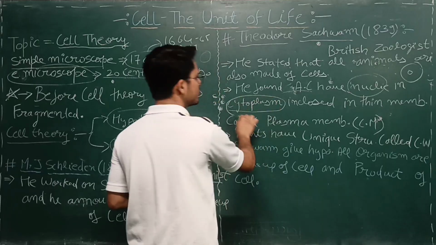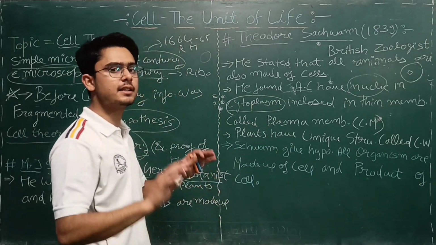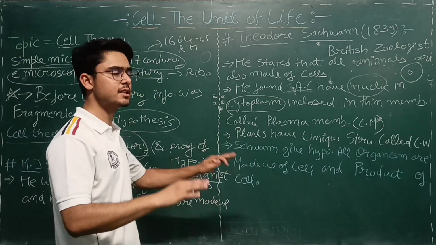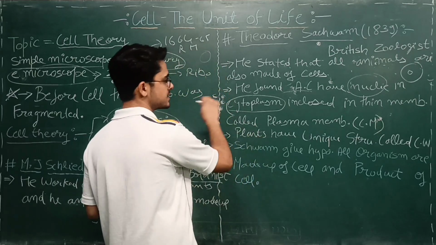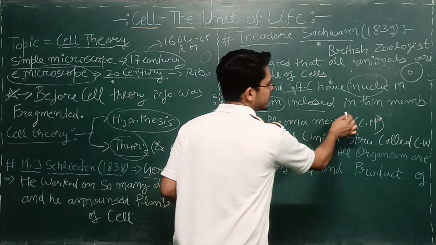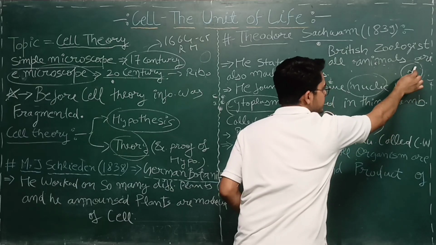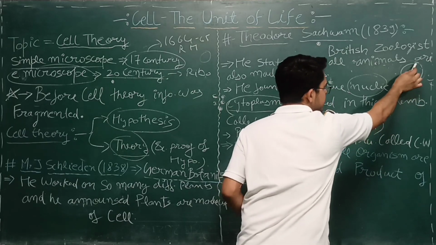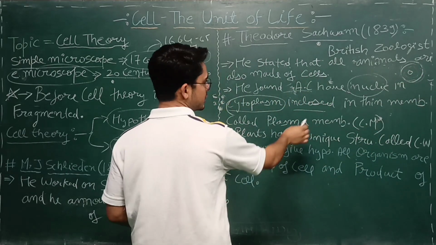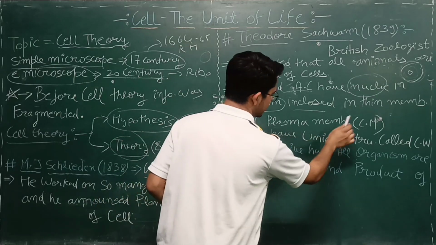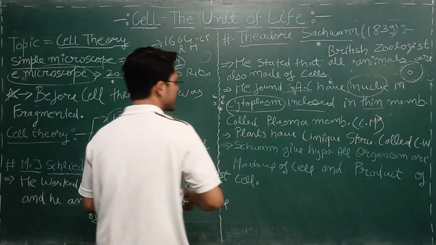In cytoplasm. Earlier they didn't know this is cytoplasm. They just say it's a clear substance. Nucleus is found in a clear substance. Now we know that it is cytoplasm, enclosed in a thin membrane. Here you can say this is the area of cytoplasm and this is cell membrane. So enclosed in cell membrane called plasma membrane.